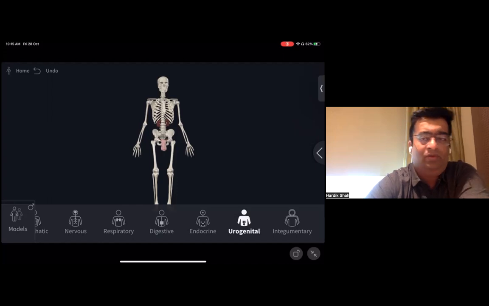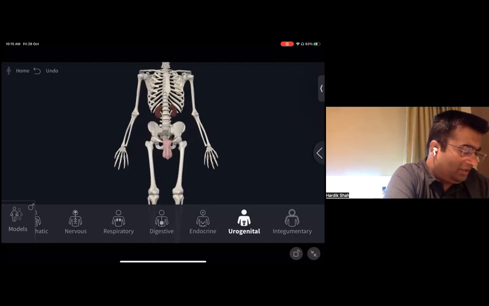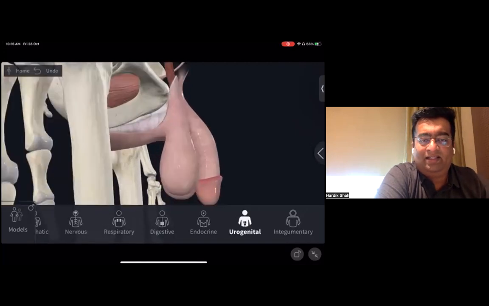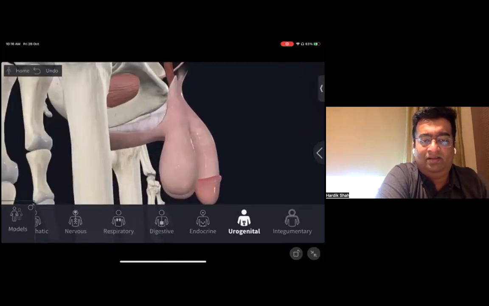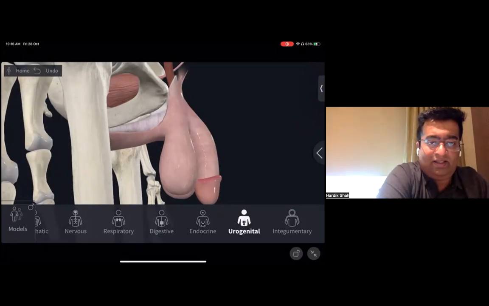Now, let us focus on the testes first, which is the primary sex organ in males. The spelling you have to be very careful about. TESTIS is singular, while TESTES, I'll repeat again, TESTES is the plural form, and TESTIS is the singular form. Now, let us have a look at the testes in detail.